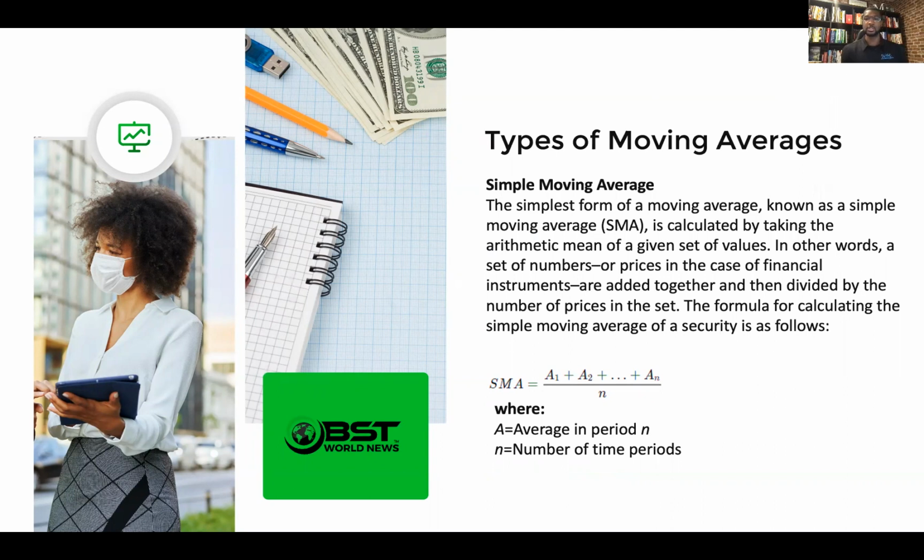Types of moving averages. The simplest form of a moving average is known as a simple moving average. It's calculated by taking the arithmetic mean of a given set of values. In other words, a set of numbers, or prices in the case of financial instruments, are added together and then divided by the number of prices in the set. The formula for calculating the simple moving average of a security is here. Not very important for you to memorize or understand or even use this.